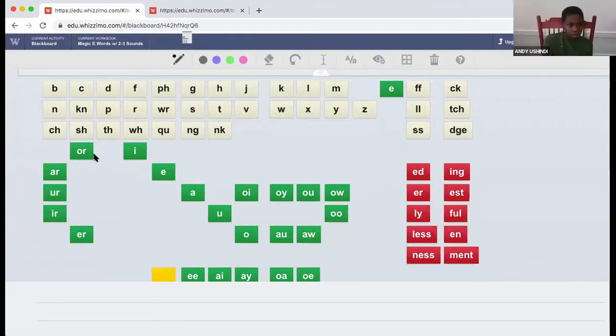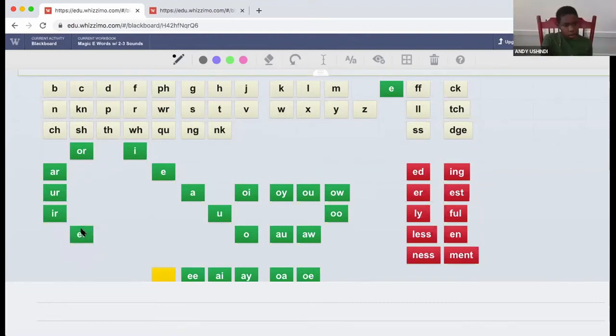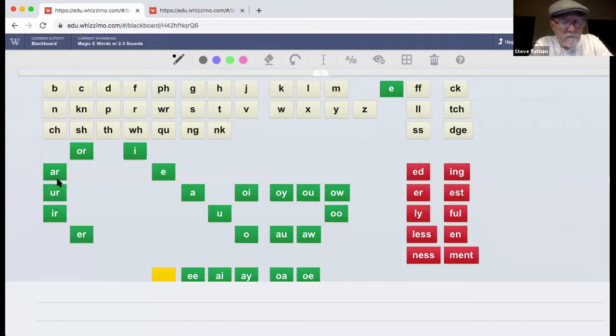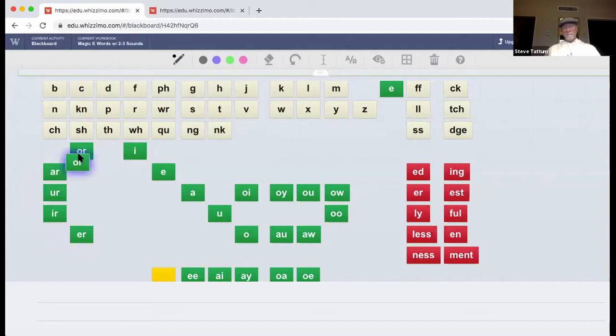Or. You have control? No. Okay. You try it again. All right. Click on the board. Good. Or. All right. Your best bet for your other two, and then your R sound. R. Then or. Okay. All right. Or. And R.